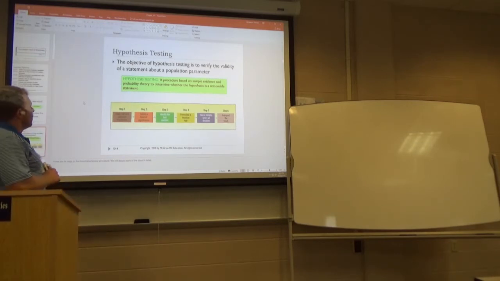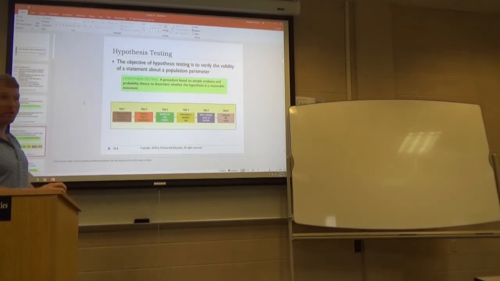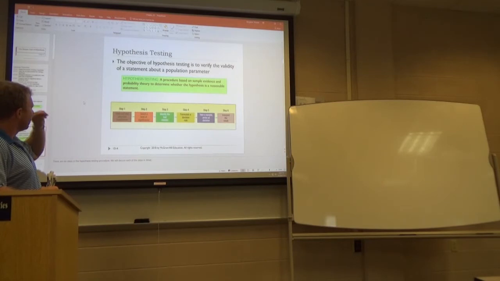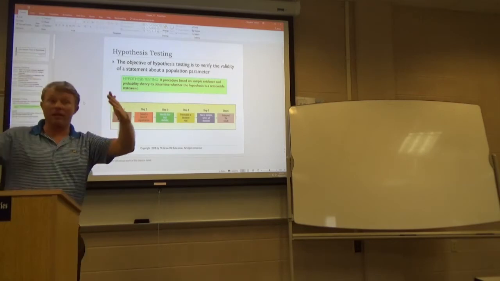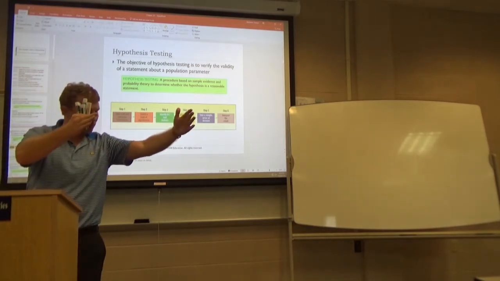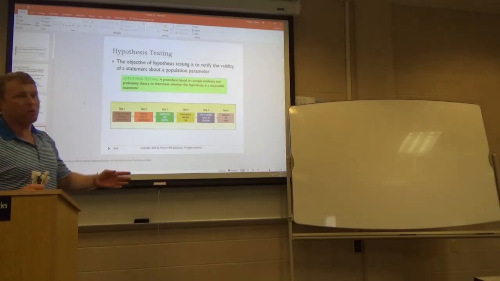But we said a hypothesis is subject to testing, didn't we? So what are we talking about doing this chapter? Hypothesis testing. The objective of hypothesis testing is to verify the validity of a statement about a population. That's what we were just talking about. So hypothesis testing is a procedure, a set process, a set order of steps, based on sample evidence. So again, we're in inferential statistics. We can't look at the whole population for whatever reason.